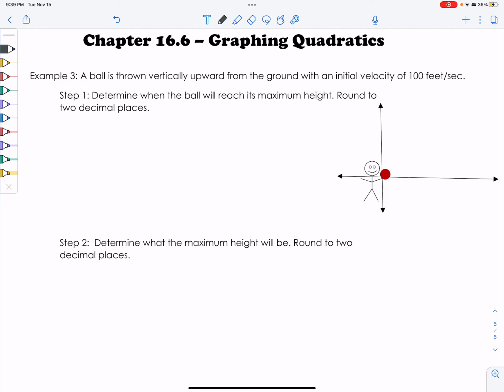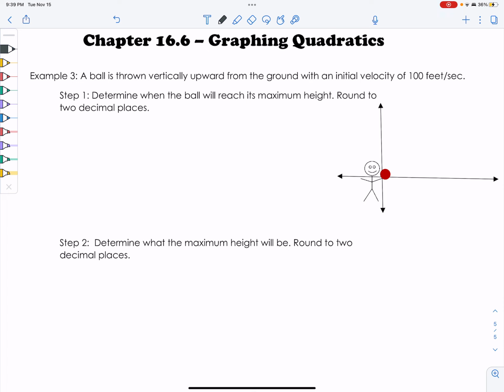All right, last example in the notes. A ball is thrown vertically upward from the ground with an initial velocity of 100 feet per second. Determine when the ball will reach the maximum height, rounded to 2 decimal places. And then determine what the maximum height will be.